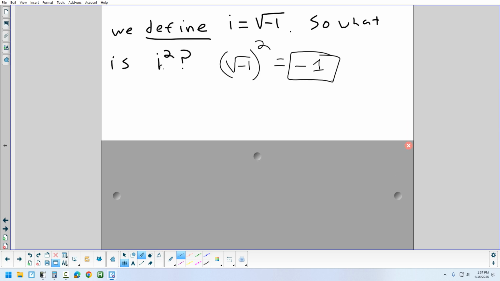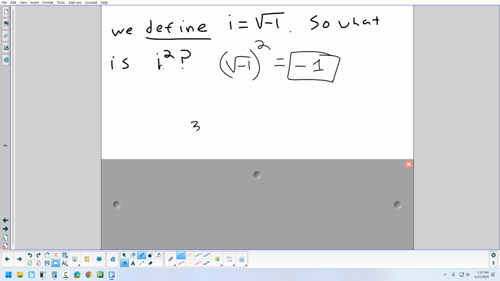Yes. Okay, so what if you had 3i squared minus 8? And I asked you to simplify that. What did we just say i to the second power is? Negative 1. What's i squared? Negative 1. So that's really 3 times negative 1 minus 8. So it'd be negative 3 minus 8. So that's negative 11.